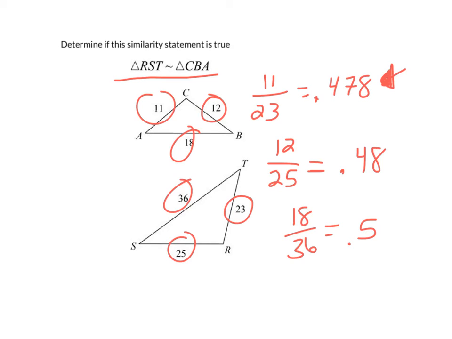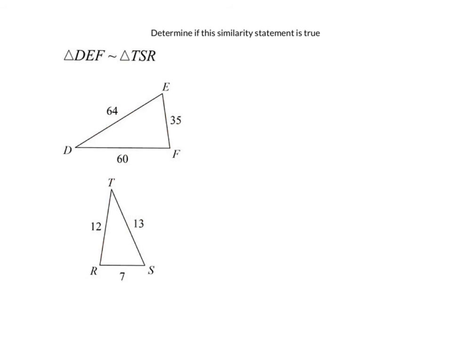This one might be a good one where you can hit pause, try the problem yourself, and then come back and hit play and see if you got the right answer. So the similarity statement that we're trying to determine if it's true is triangle DEF. Is that similar to triangle TSR? On my top triangle, my smallest side is 35. I'm going to divide that by 7, and I know that that is going to be 5.